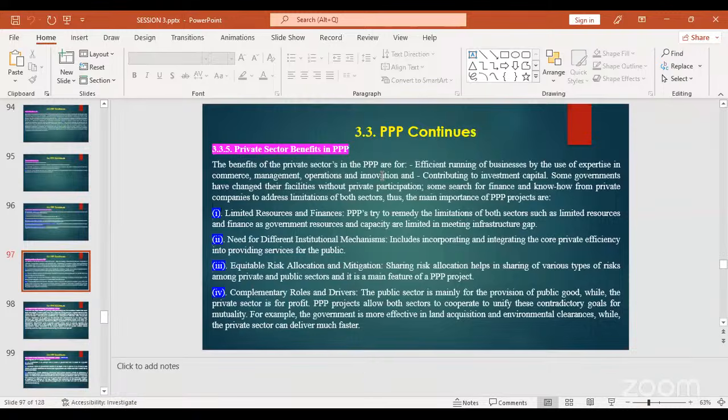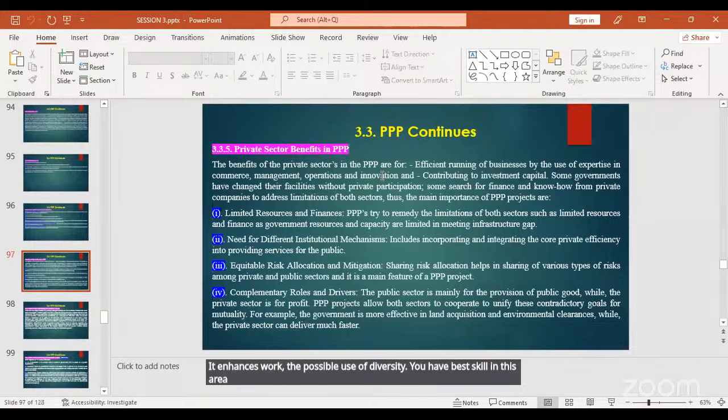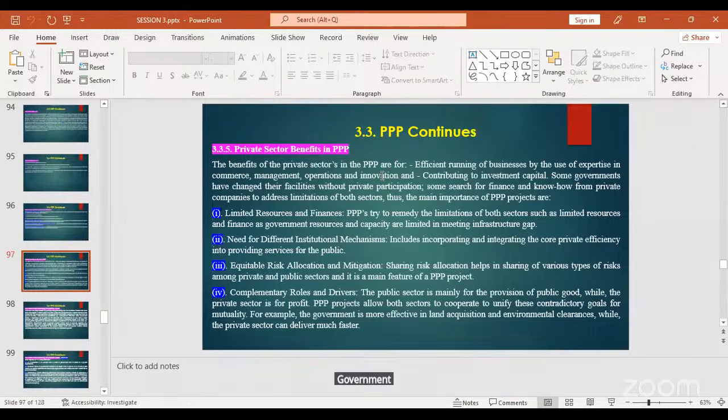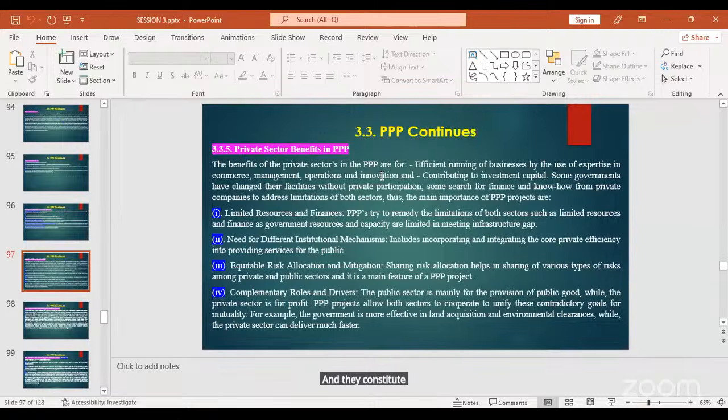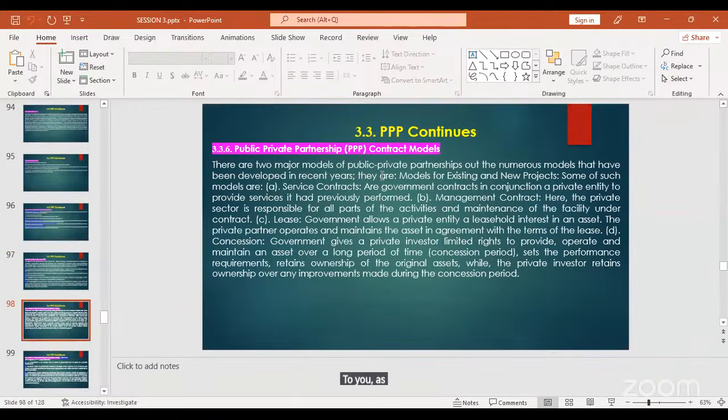It enhances diversity. It enhances what? The possible use of diversity. You have the best skill in this area. The best skill of government is in the other area. Then you bring it together. It's a diversity. Where you are the best, government is not the best in that area. Private ones are the best in the area of prudency in management of resources. Government is not. When you bring the two together, they complement each other. And they constitute benefit to you as a private person coming on board.